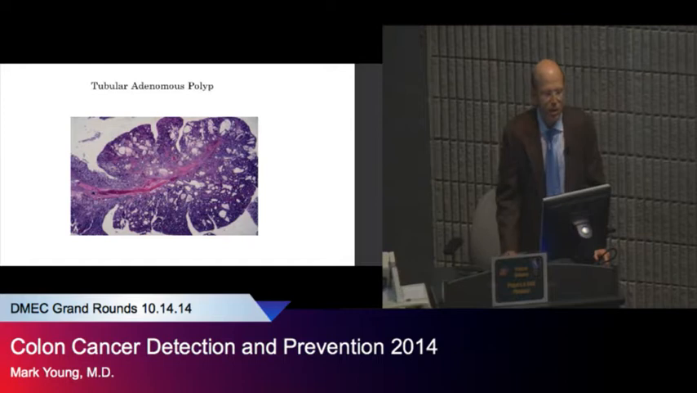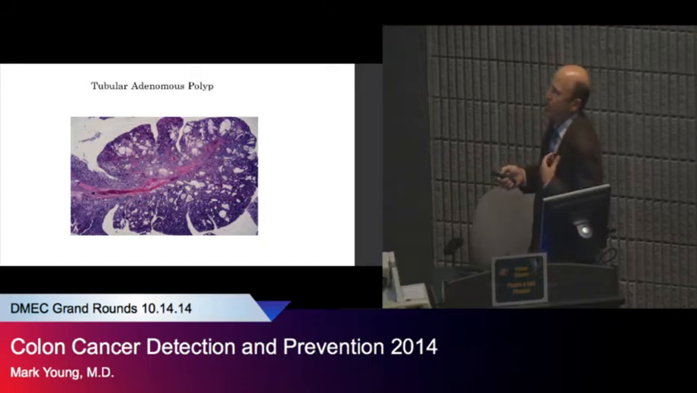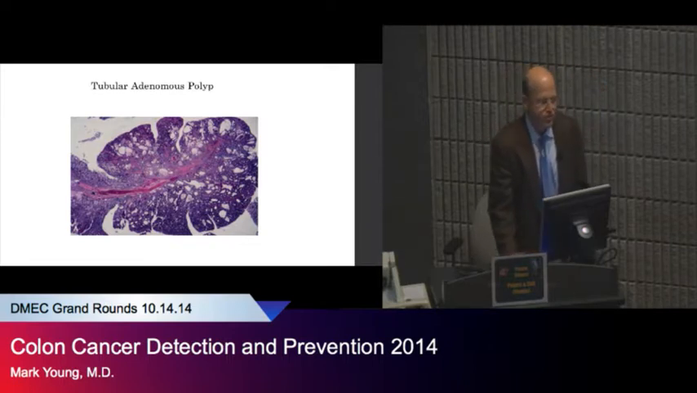So a tubular adenoma, if you look at it microscopically, this one's on a nice stalk, and if you look at it from a lower power, you can see these little tubules. In the center, you can see this has a very nice stalk on it, and this is the blood supply and the muscularis running up the center.